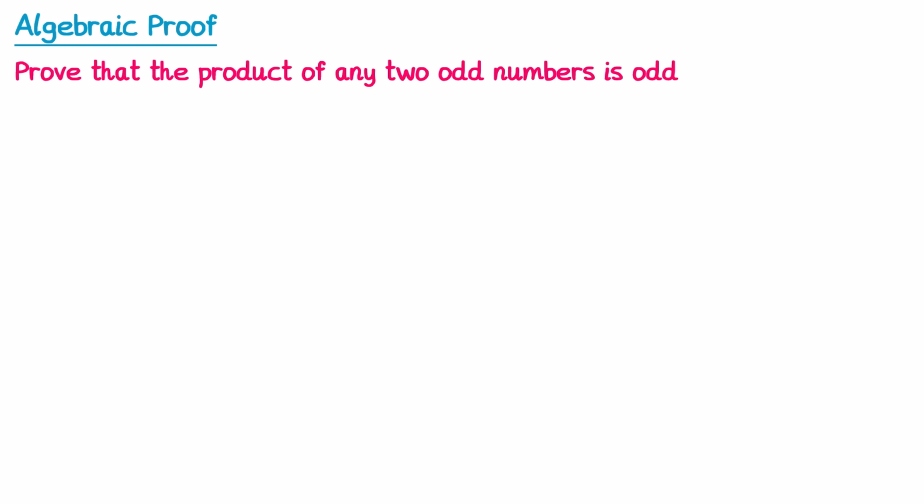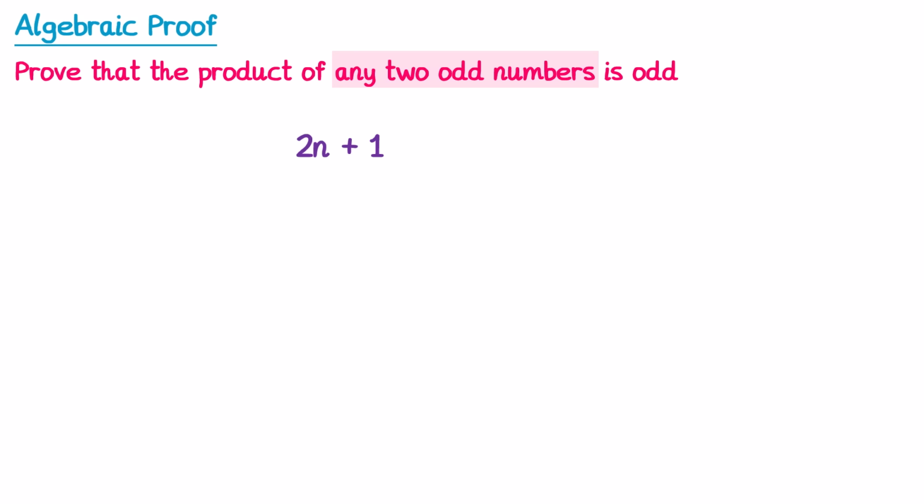Moving on to the next proof. This time we're going to prove that the product of any two odd numbers is odd. In the last proof, we discussed how to write an odd number. It was 2n plus 1. So you might be thinking, great, I know how to do this, we also need 2n plus 3. But that would be if the numbers were consecutive odd numbers.